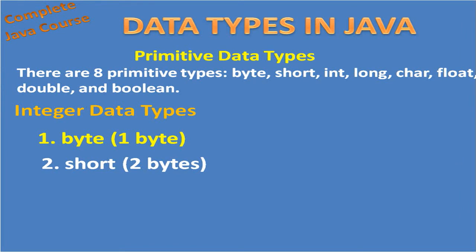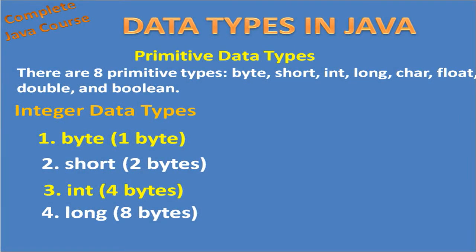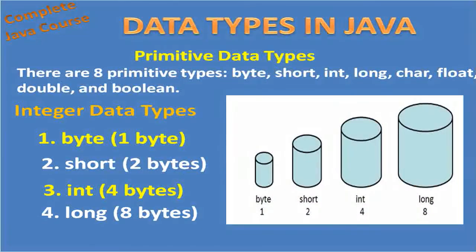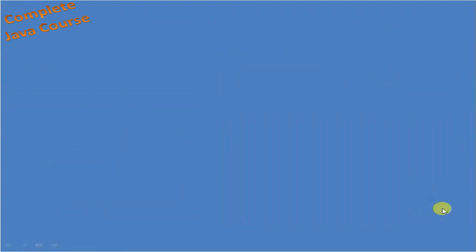Short, it occupies 2 bytes of memory. Int, it occupies 4 bytes of memory. And long, it occupies 8 bytes of memory. So you can see this as a figure. It is showing byte occupies 1 byte, short takes 2 bytes, int takes 4 bytes and long takes 8 bytes of memory.